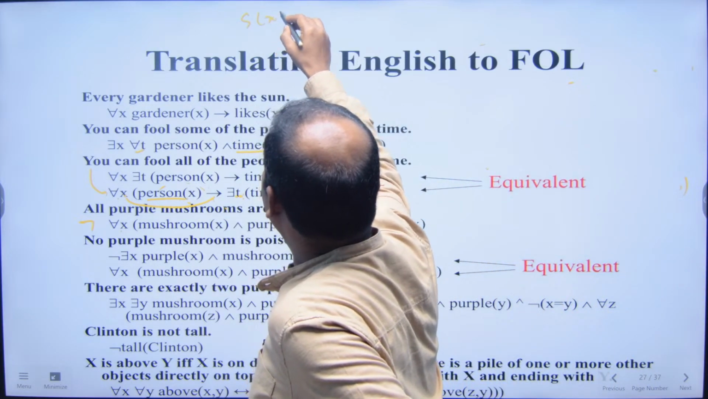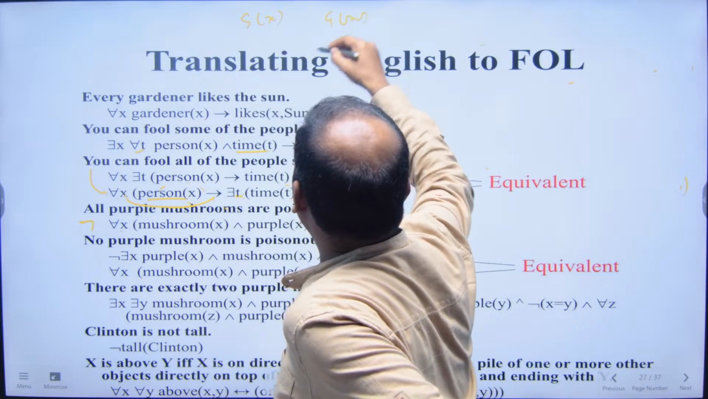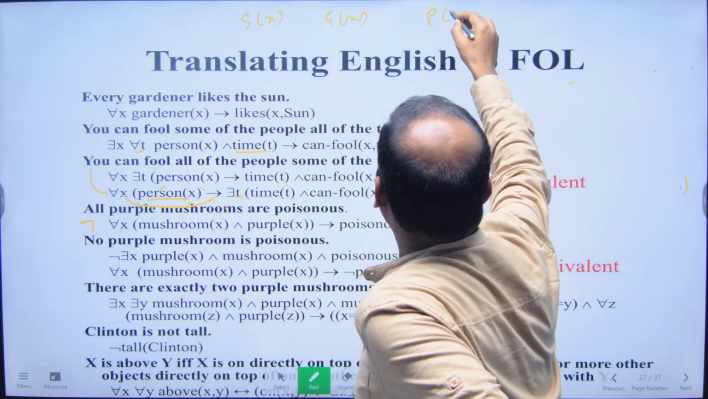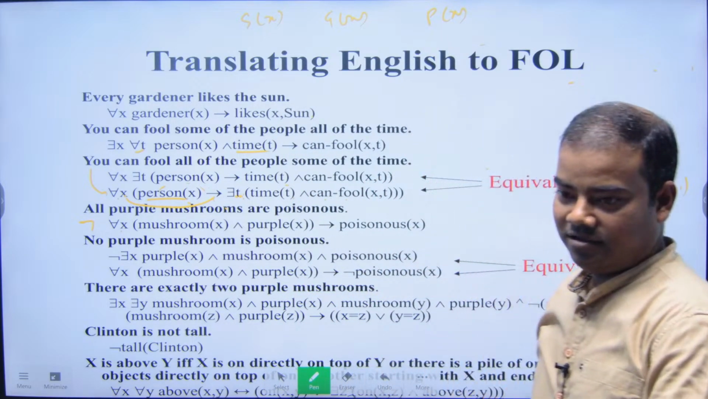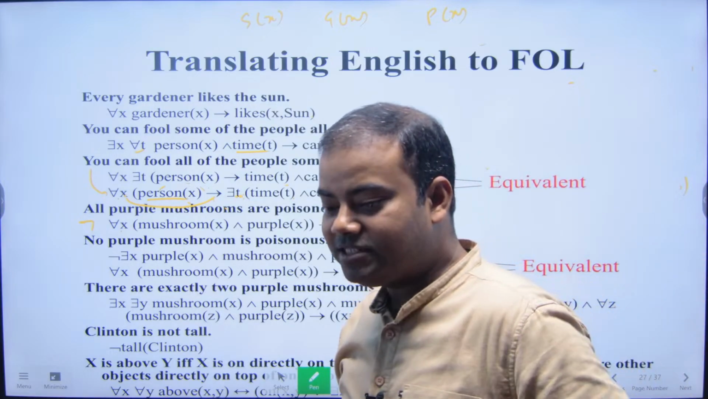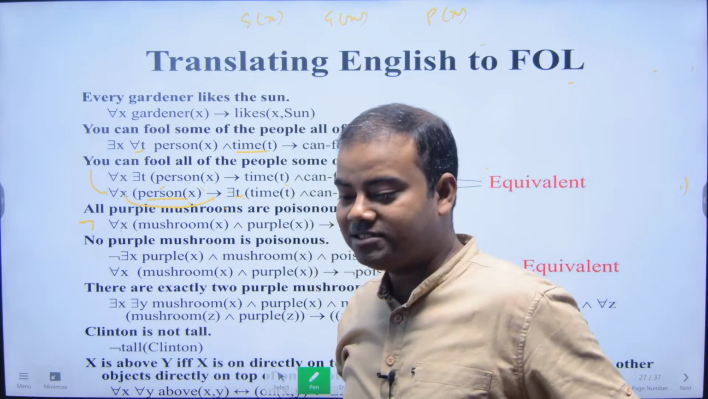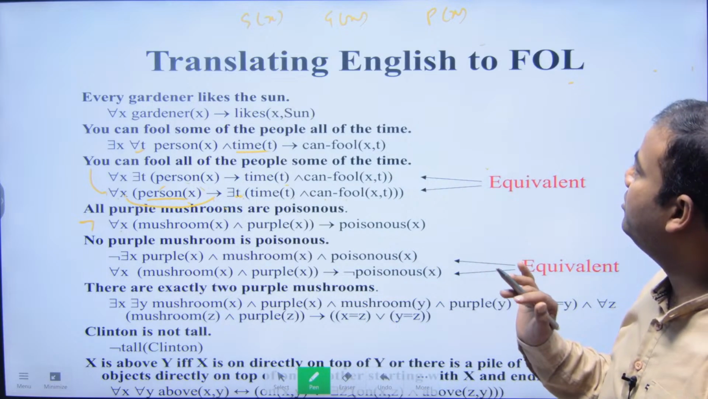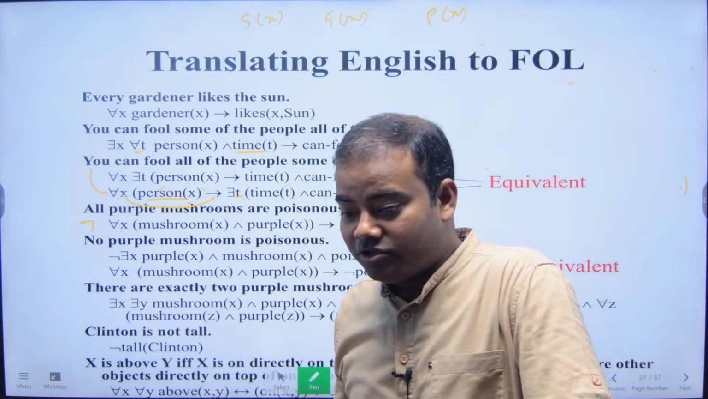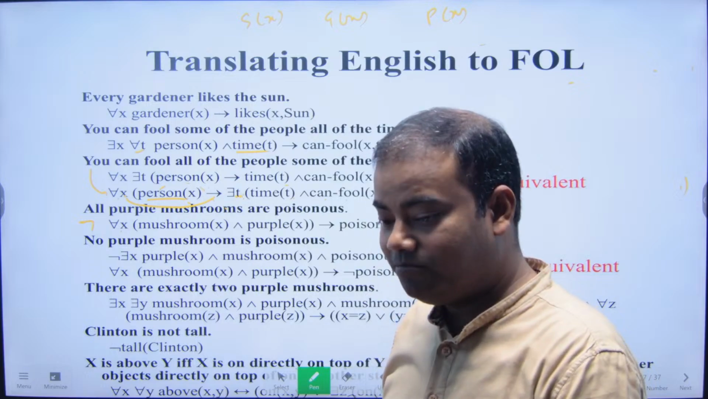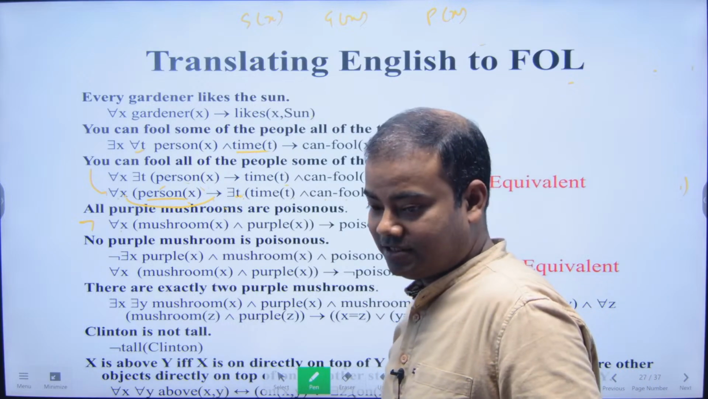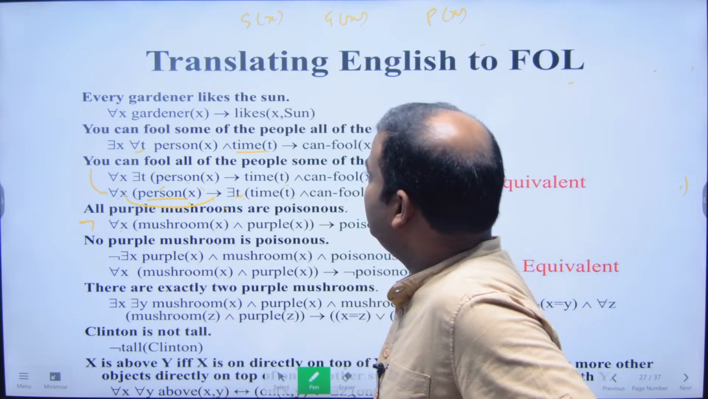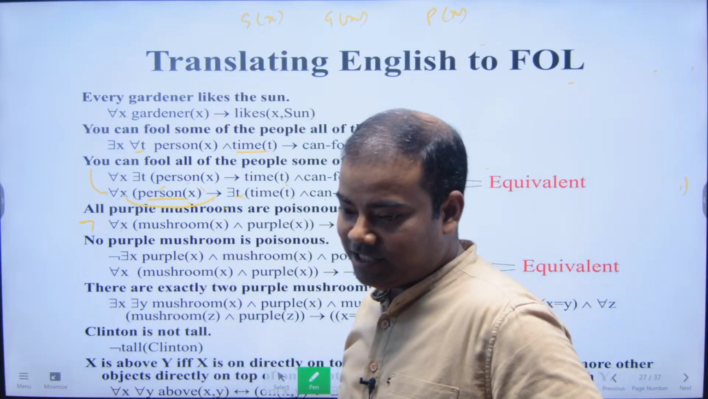Sx is silver, Gx is gold, and Px is precious. All silver and gold ornaments: Sx is silver ornaments, Gx is gold ornaments, and Px is precious. So if I am saying that all ornaments are precious, it means all silver and gold ornaments are precious.